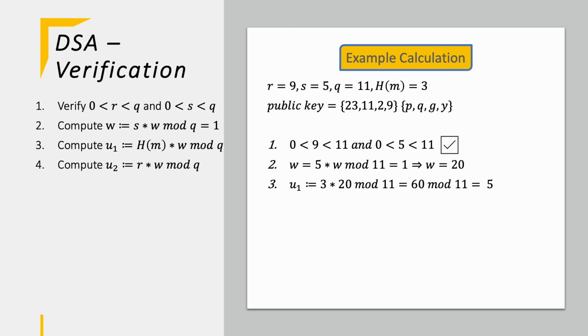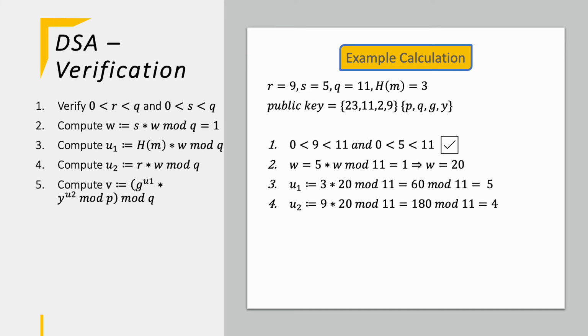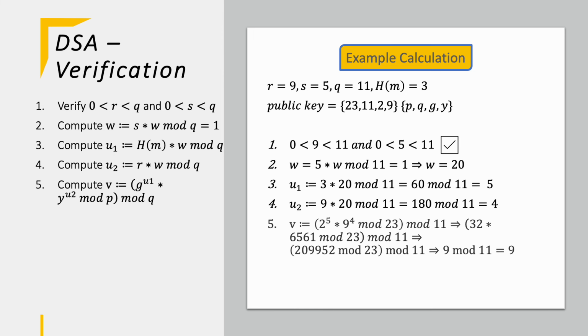Now we have U2, which is R times W modulo Q. Also same way, it's just plug in numbers we already have. So 9 times 20 modulo 11, which is 180 modulo 11, is 4. And now we need to compute V. So V is G to the power of U1 times Y to the power of U2 modulo P modulo Q.